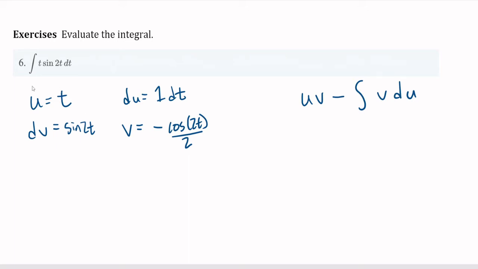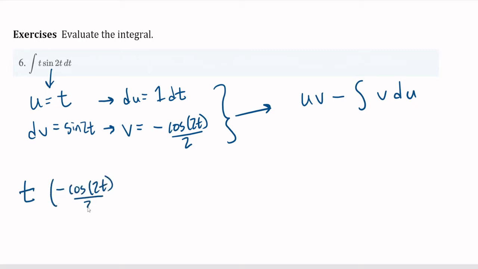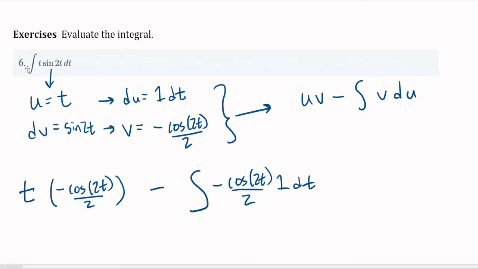So pick out u and dv from here. Then we do these calculations. Then we plug all of this into our formula. So I'm going to do that here. Ready? uv, and we'll simplify this and move stuff around a little bit later, minus the integral of v du.